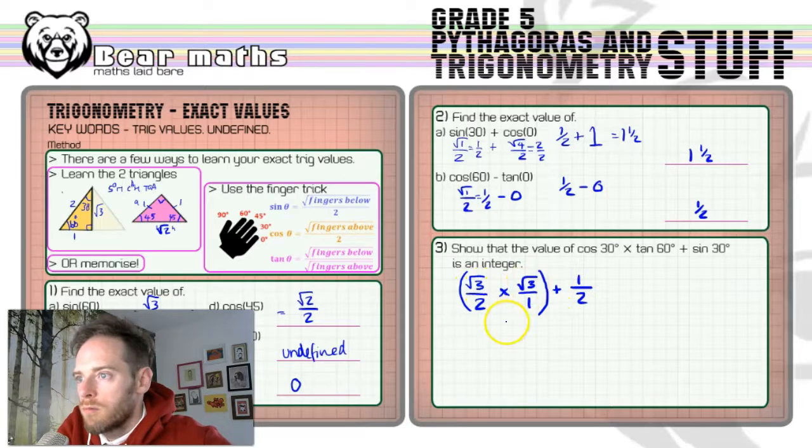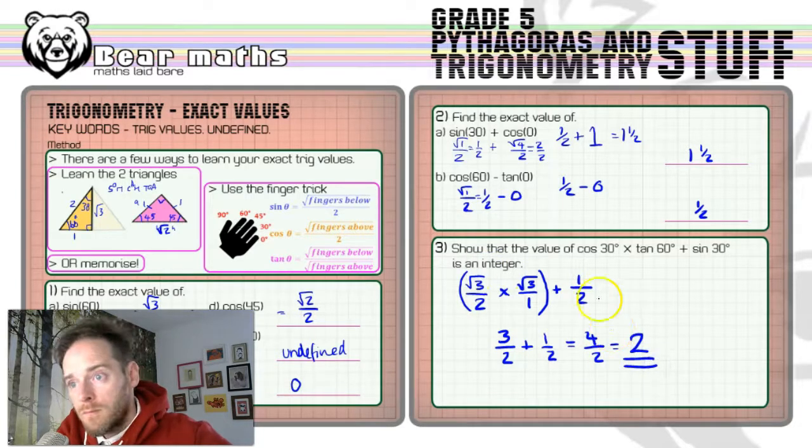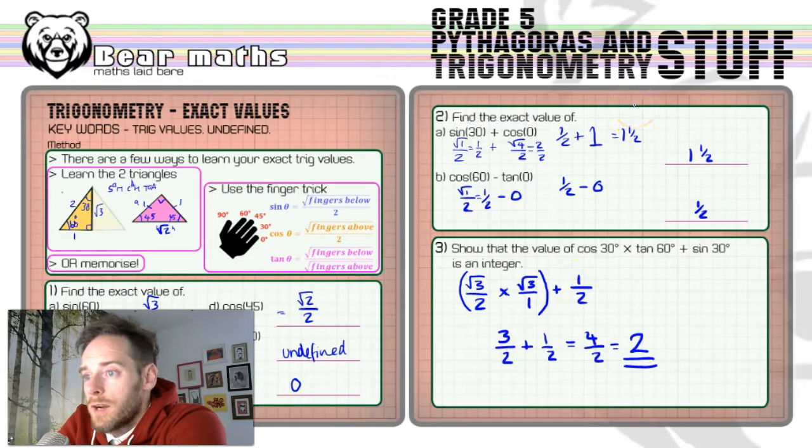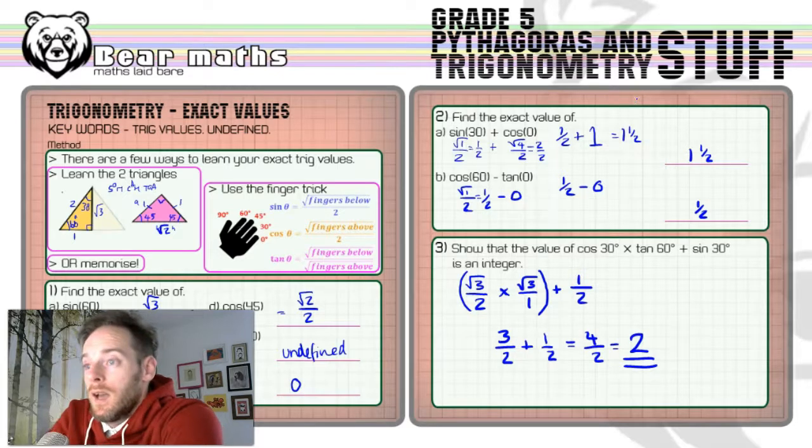So root 3 times by root 3. If you do root 3 times root 3, you're undoing the root, basically. You're squaring a square root. So that's going to be 3. And then 2 times by 1 is 2. So 3 over 2, which is 1.5, plus 1 over 2, adding fractions, same bottom numbers, 3 plus 1, 4 over 2, and 4 divided by 2 is 2. We have shown using our mathematical skills of finding the exact trig values, doing a bit of multiplying of fractions and then adding fractions, we get the answer.